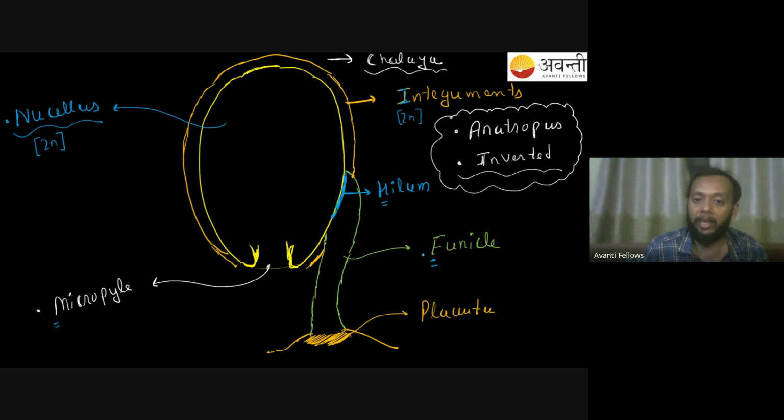Hilum याद रखना, फनिकल याद रखना. फनिकल कनेक्ट कर रहा है प्लेसेंटा को ओव्यूल के साथ. Hilum is a junction between the ovule and the funicle. So I hope इसको लेके कोई confusion नहीं है. Confusion हो तो please पूछ लेना. You should be very much clear with this, right?